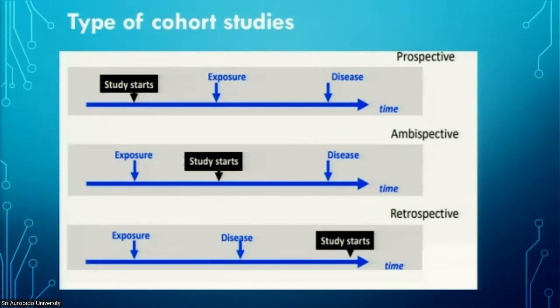This is prospective. If your study has started after the person has been exposed and you are following the person till the occurrence of the disease, this is ambispective. And if your study starts when both the exposure and disease have already occurred, it is your retrospective cohort.